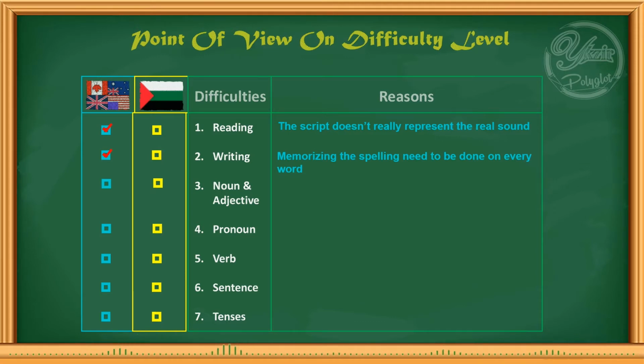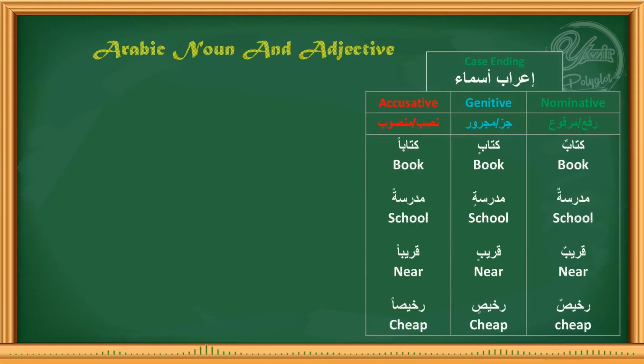Alright, now talking about words, we're going to start this topic with noun and adjective first. Arabic has a more complex system compared to English, because Arabic nouns, adjectives, and also verbs have case endings called i'rab. Case ending depends on the word's function in a sentence. If a word's function is subject in a sentence, the word's case ending will be the nominative case. In Arabic, it is called rafa or marfu'.